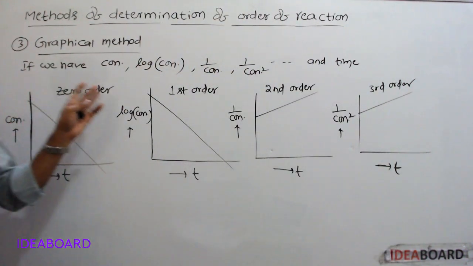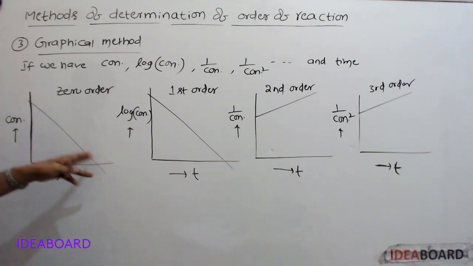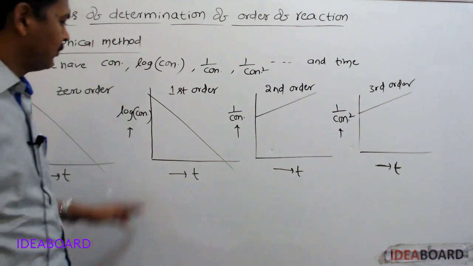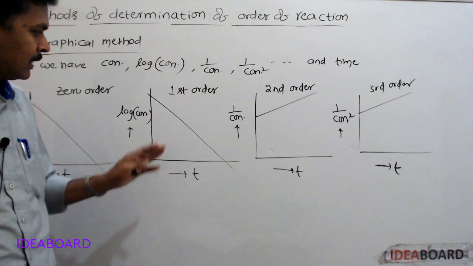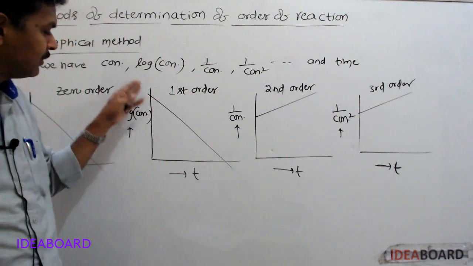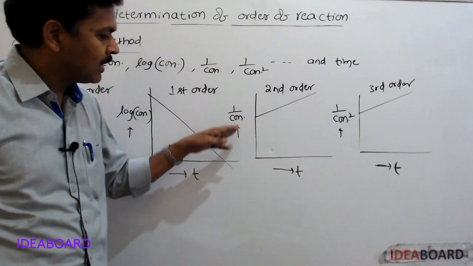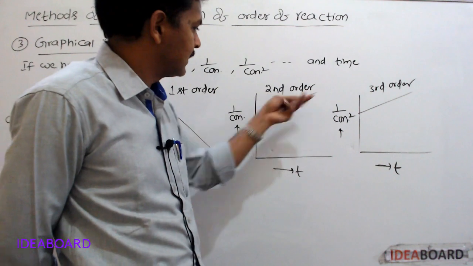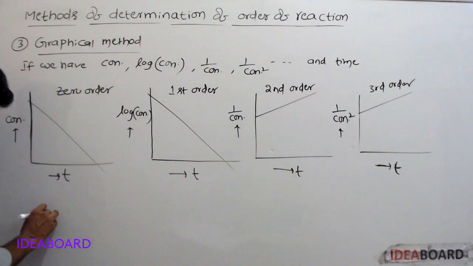When a graph is plotted between concentration and time, if we get a straight line with negative slope, it indicates a zero order reaction. Between log of concentration and time, a straight line with negative slope indicates a first order reaction. 1 by concentration versus time, a straight line with positive slope indicates a second order reaction. See, already we know these formulas.